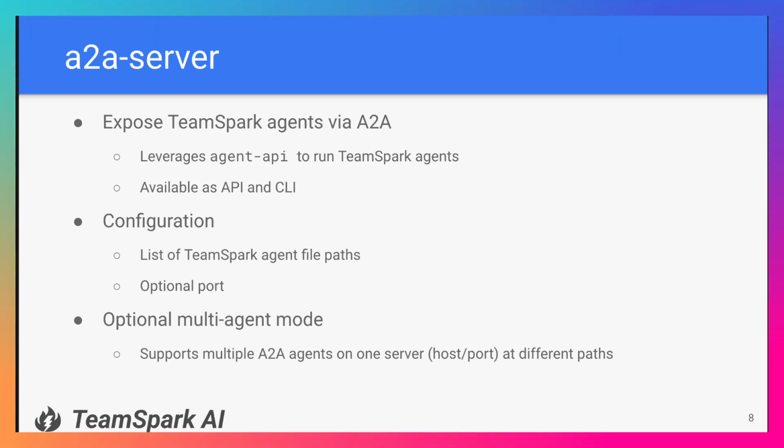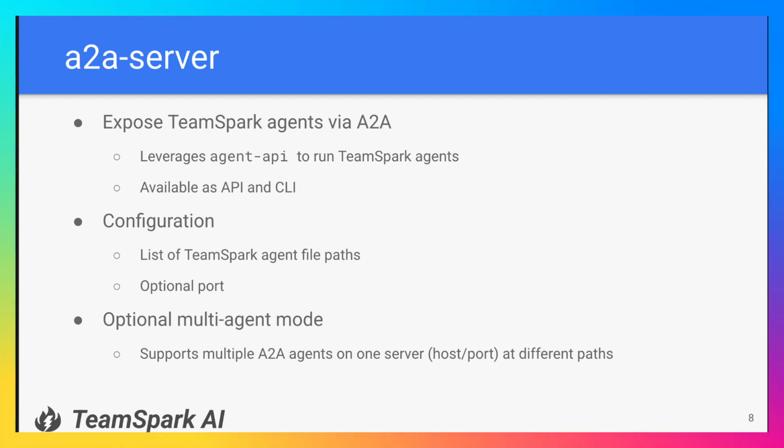And it also supports what we call multi-agent mode. So we noticed as we were firing a bunch of these things up that if you have a lot of agents running, the default way that the A2A server SDK works is it fires up an Express app for every one of them. And that seemed a little cumbersome, especially dealing with lifecycle management. So we built a mode, which is if you pass multiple TeamSpark agent file paths, it puts them all on a single Express server at different paths. And then both the API and the CLI, when they start up, express like, here are the servers that we're serving and the paths that they're at.